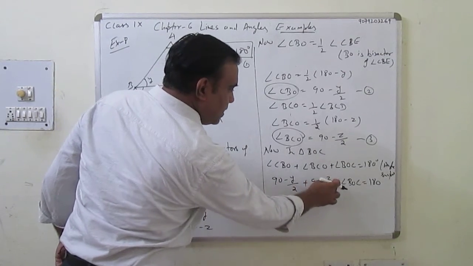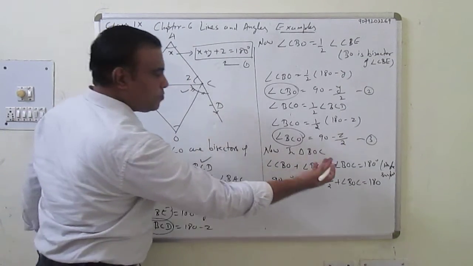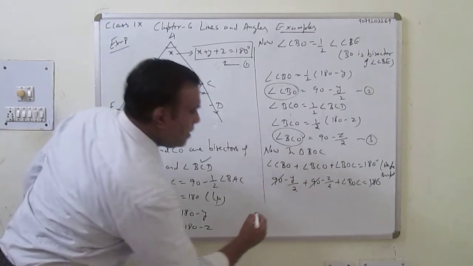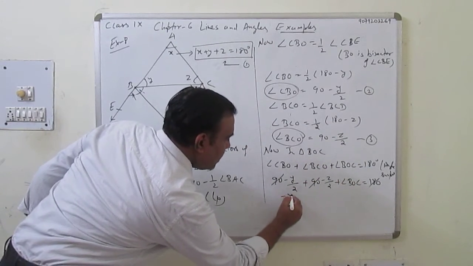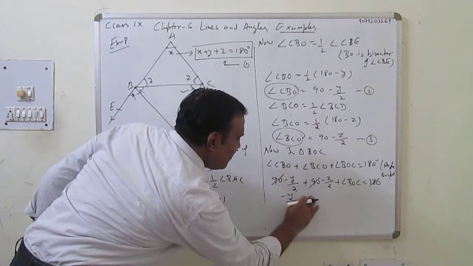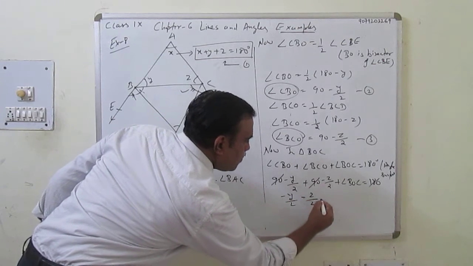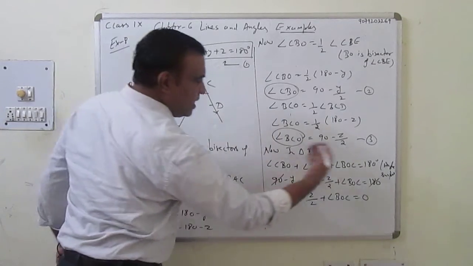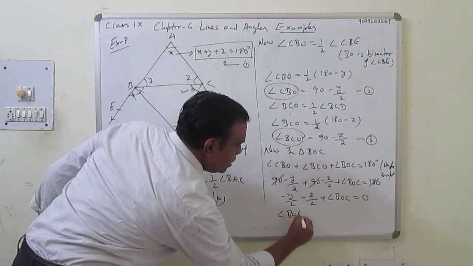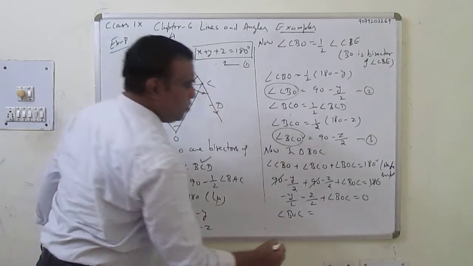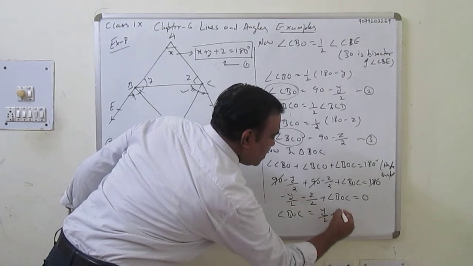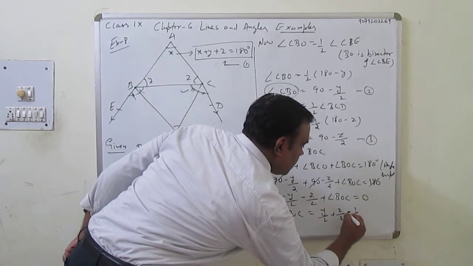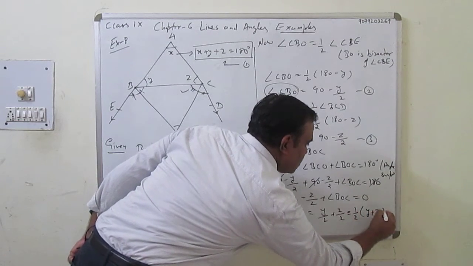Now you see here, 90 plus 90 is 180, and transpose that side. So this will cancel out. What is left? Minus Y by 2 minus Z by 2 plus BOC is equal to 0. Now transpose this to that side. So angle BOC is equal to Y by 2 plus Z by 2. Now take 1 by 2 common, so it is half of Y plus Z.